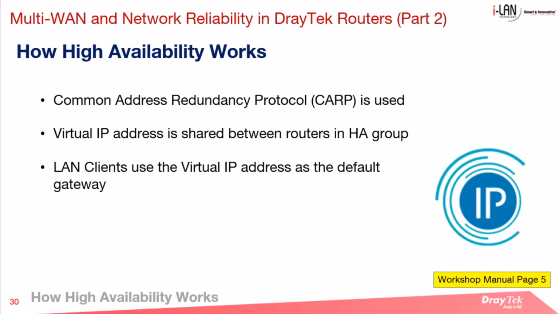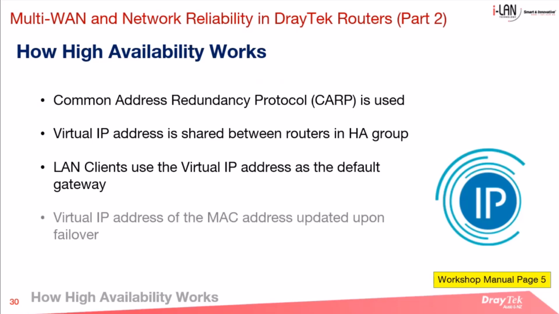If there is more than one subnet, each VLAN will have its own virtual IP address. When a failover occurs from the primary to the secondary router, the MAC address mapped to the virtual IP address is also updated to match the active router. I'll show you that in a little more detail shortly.